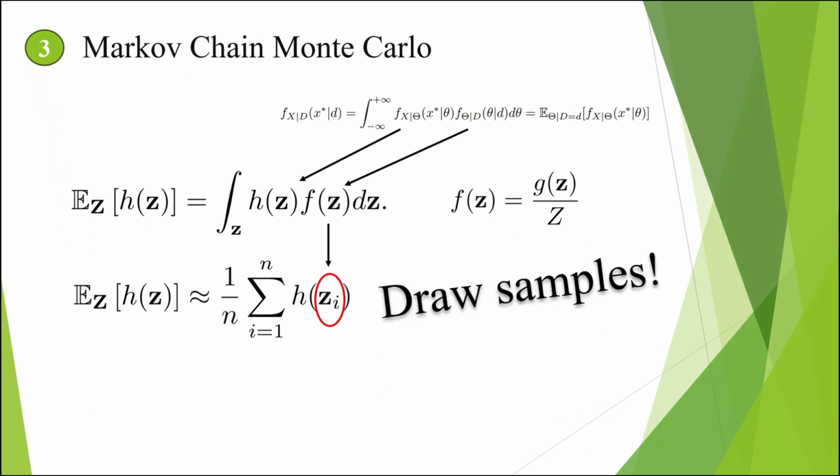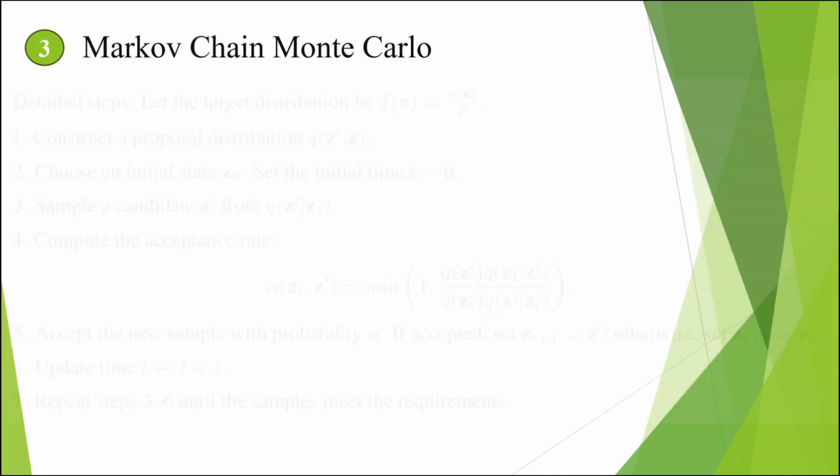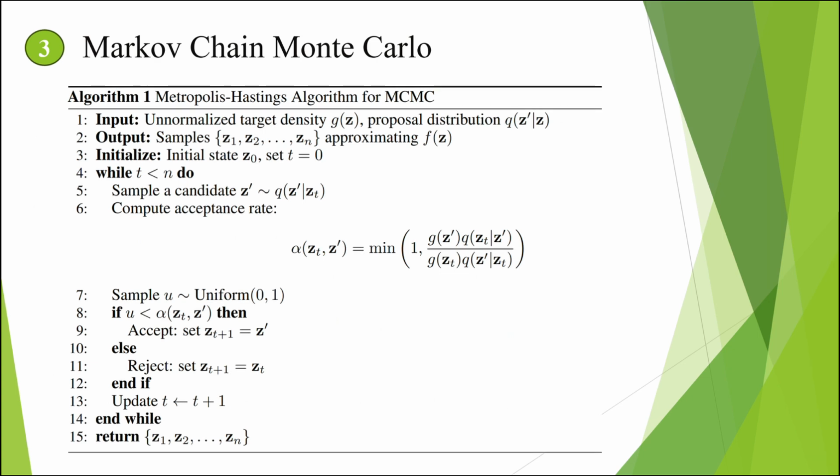In high-dimensional settings, Markov Chain Monte Carlo is widely used for sampling. The Metropolis-Hastings algorithm is a commonly used MCMC method. Here, we can assume a simple proposal distribution Q(z'|z) and then introduce an acceptance rate to make the accepted sample distribution approximate the true distribution. The detailed mathematical derivation can be found in our report.